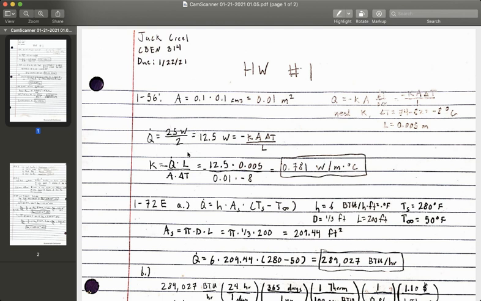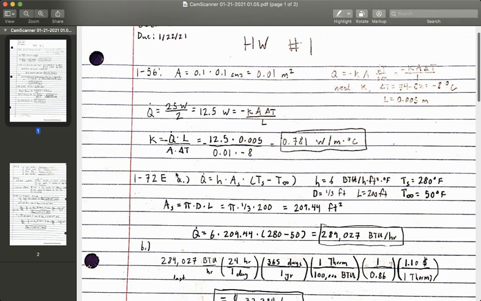And since there's two samples contributing to that, we've got to divide it by 2 first. And then we can set it equal to the equation above, rearrange for thermal conductivity, and we find that the thermal conductivity of this material is 0.781 watts per meter degree Celsius.